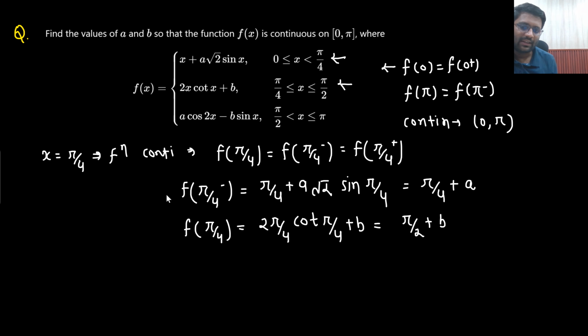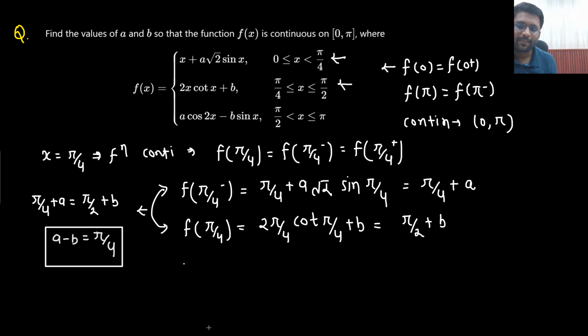So from here what you can see, if both are equal, is that pi by 4 plus a equals pi by 2 plus b. So a minus b is coming out to be equal to pi by 4. This is the first equation we have got. But it is not enough. One more equation we need.